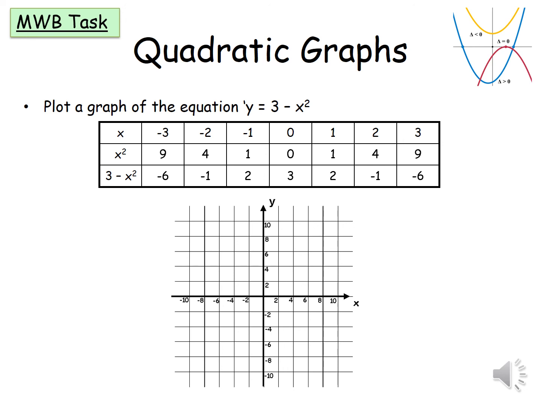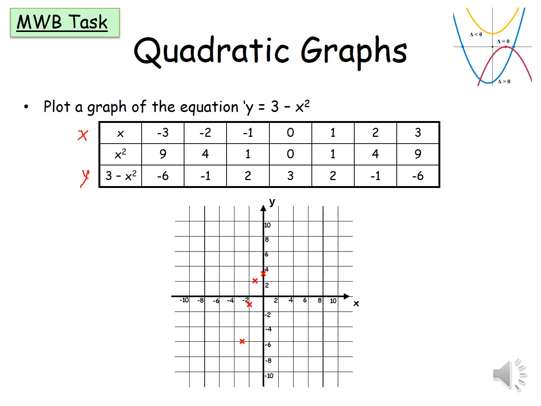Once you have your values, you have your x coordinates and your y coordinates. All you have to do now is substitute those values and plot it on the graph. Okay, you need to plot them onto the graph. So when x is minus 3, y is minus 6. So minus 3, minus 6. When x is minus 2, y is minus 1. Minus 2, minus 1. When x is minus 1, y is 2. Minus 1, 2. When x is 0, y is 3, so 0, 3.